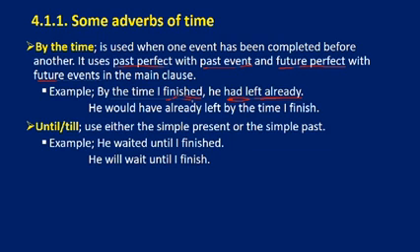ከዛ event በፊት occur ያደረገው event ደግሞ past perfect እንጠቀማለን። For example, second example, we have he would have already left by the time I finish. He would have already left by the time I finish. So in the independent clause we have would have already left የሚለው in the main clause. So this has a future perfect tense.